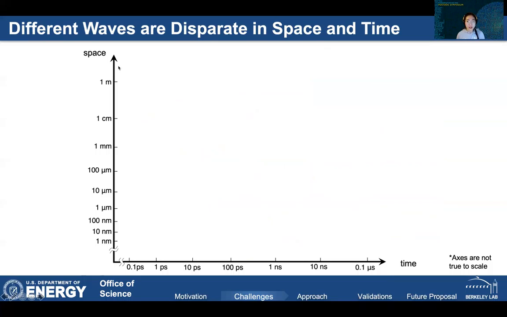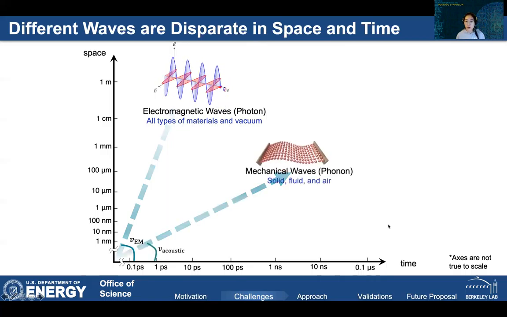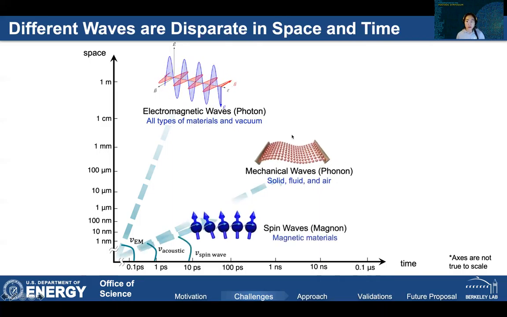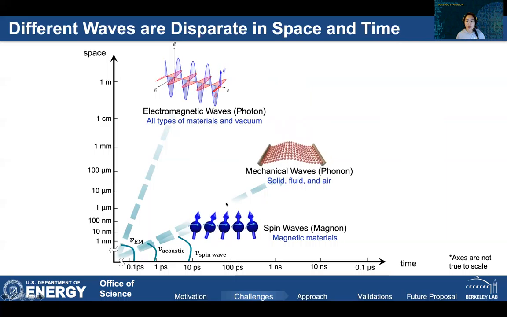The majority part of the challenges lies in the wave's space and time disparity. In this plot, the slope of the straight line represents wave velocity. EM wave propagates at the speed of light, so it's on the top left. Mechanical waves travel at kilometer per second. So at gigahertz, it's located at the right bottom here. The third type of wave I'm focusing on today is the spin wave, and its velocity is similar to mechanical waves, but because of its nanometer scale wavelength, we put it at the very bottom.